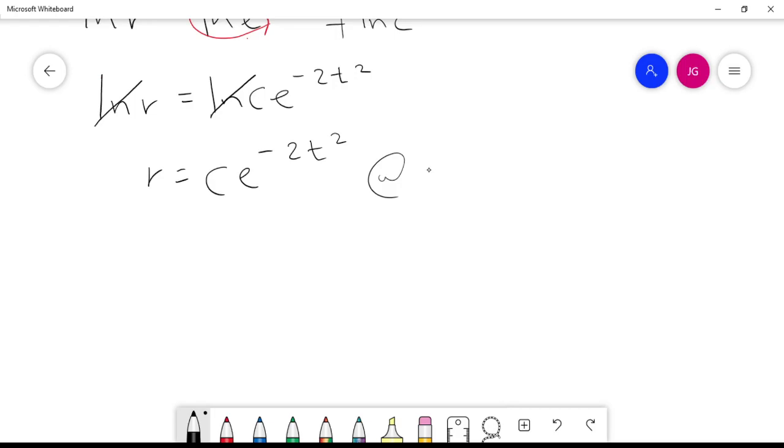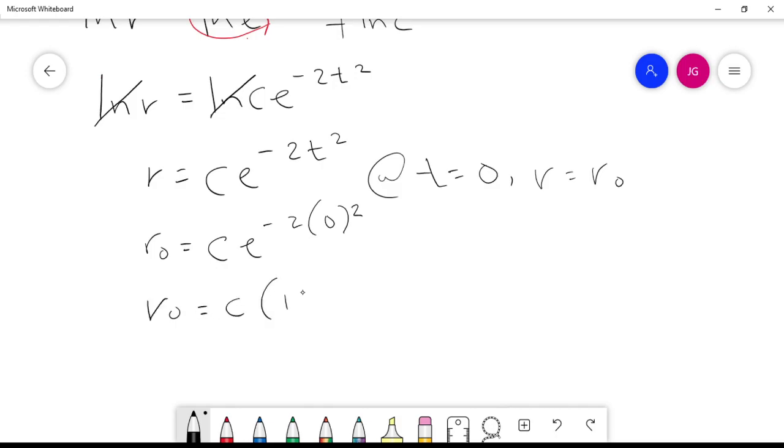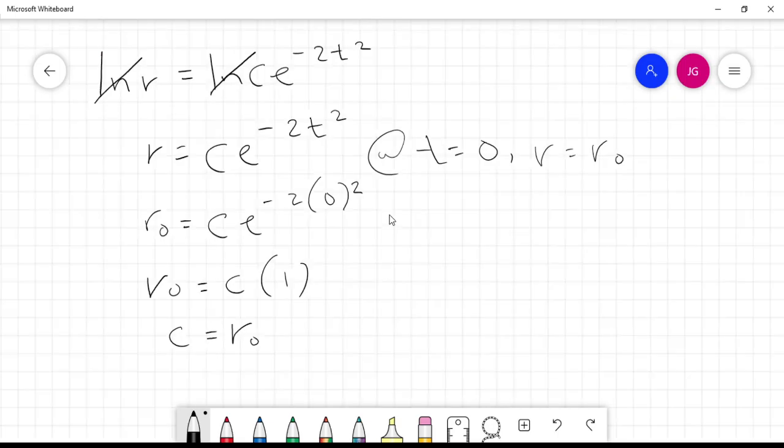So, at t is equal to 0, then r is equals to r0. Natay r0 is equal to c, then e raised to negative 2 times 0, 2. Okay, then e raised to 0 is 1. So, naatay r0 is equal to c, then times 1. And c is equal to r0. Okay, na natay constant guys.